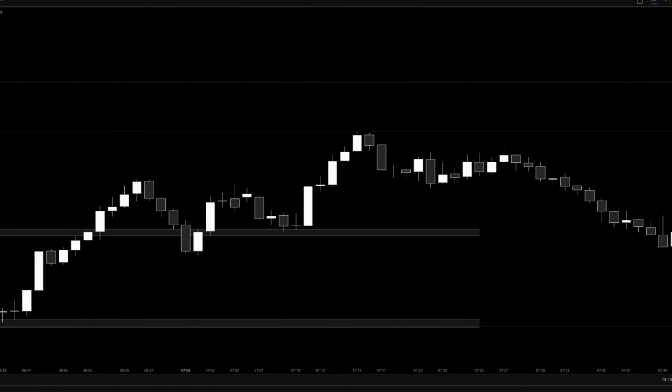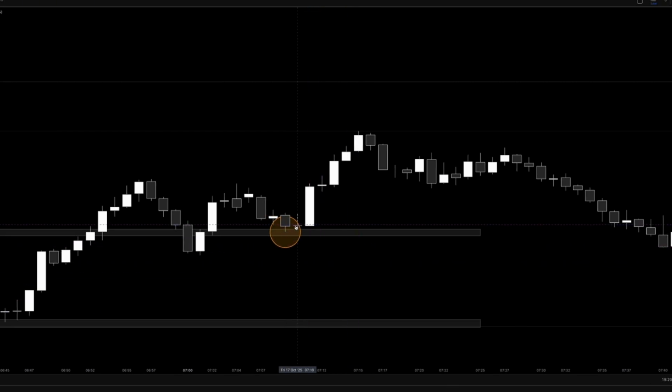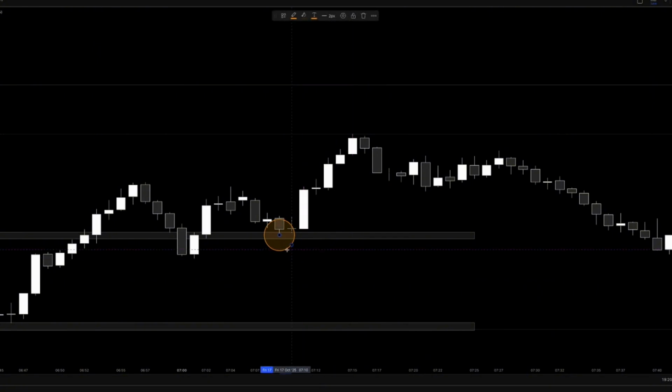Once it goes for that retest right there, then we're looking for the signal. The signal is this. When it goes for the retest, we look for the next candle to close above the recent candle. You can see how this wicked above this candle's high, but it didn't close. It closed below. So what we're looking for is a candle to close above the recent candle's high.